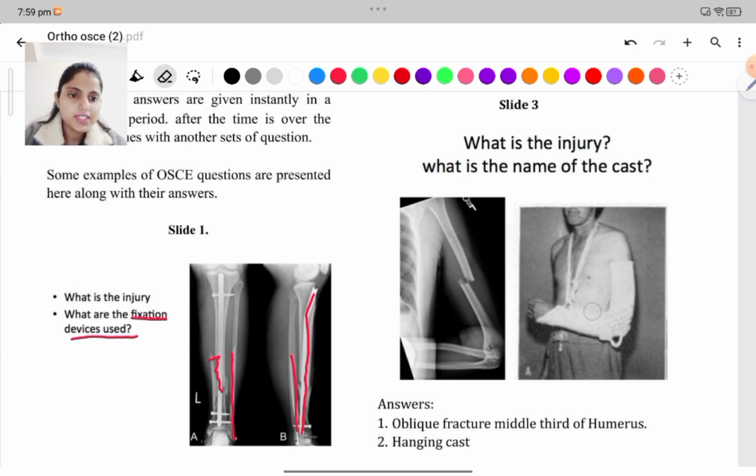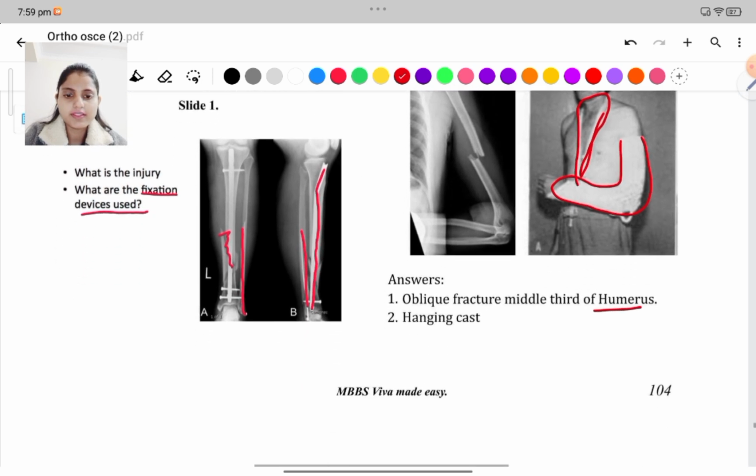And the cast used is the hanging cast. This cast used is the hanging cast. The U cast and the hanging cast are used for fracture of the humerus.